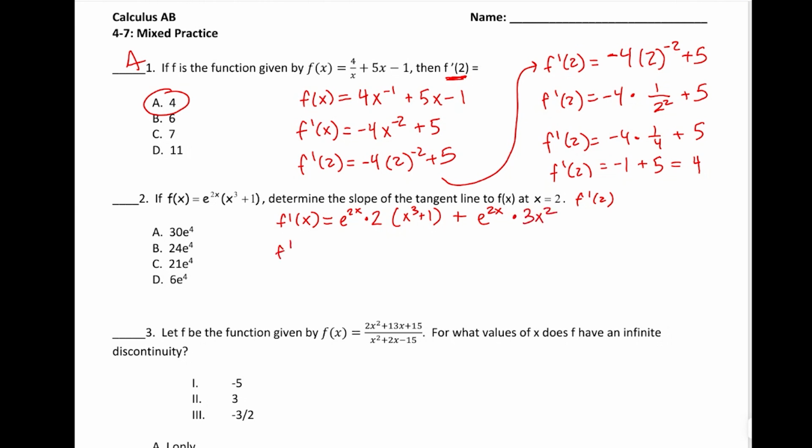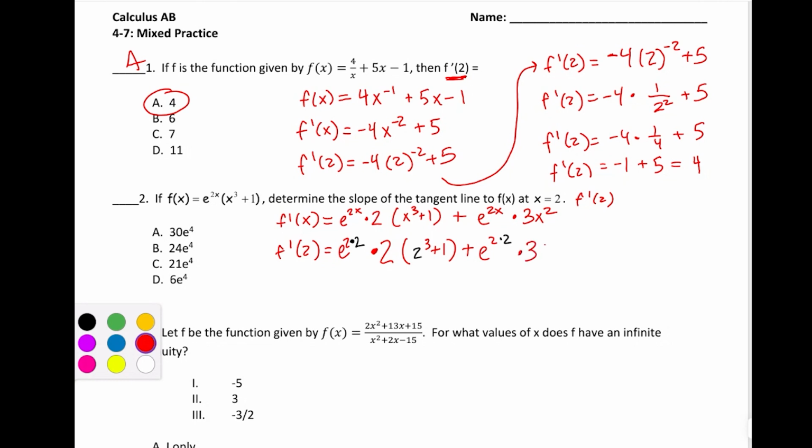So now to evaluate this at 2, I just want to substitute in 2 everywhere where I see x. So I have e to the 2 times 2, I'll do this in a different color just to make it a little bit more obvious, times 2. Well, we've got another times 2, but then now we're not in the exponent anymore. Times 2 cubed plus 1, plus e to the 2 times 2 power, times 3, times 2 squared. Oof, that's a lot of 2's. All right, so let's just be careful when we evaluate this.